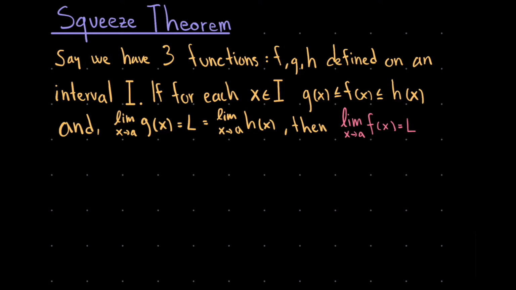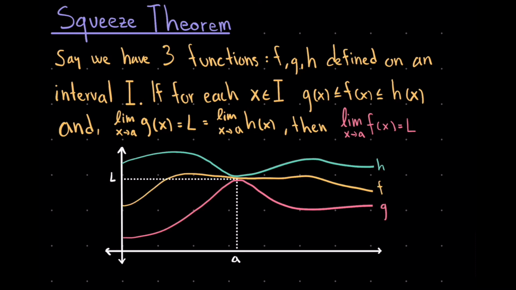Now, that was a lot of words, so let's try to express this geometrically and get a better picture. Here we have the three functions g, f, and h, on some interval. We see that g is always less than or equal to f, and f is always less than or equal to h. And furthermore, at the point x equals a, we have that g is equal to h, and is also equal to L. And by the squeeze theorem, we have that the limit as x goes to a of f of x is also equal to L.